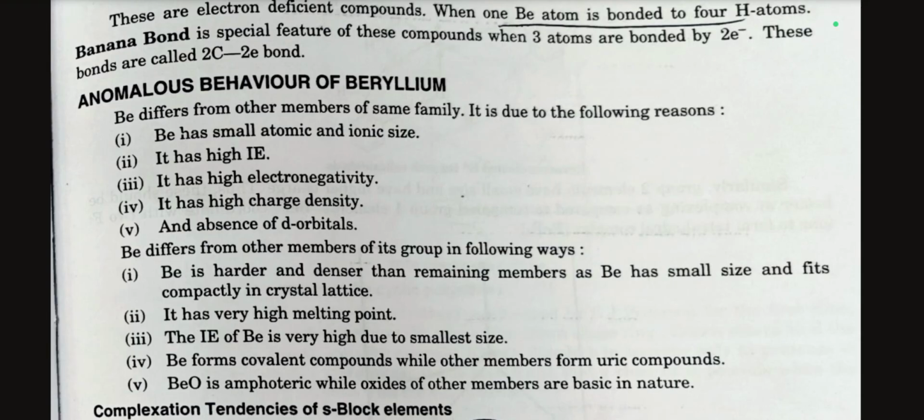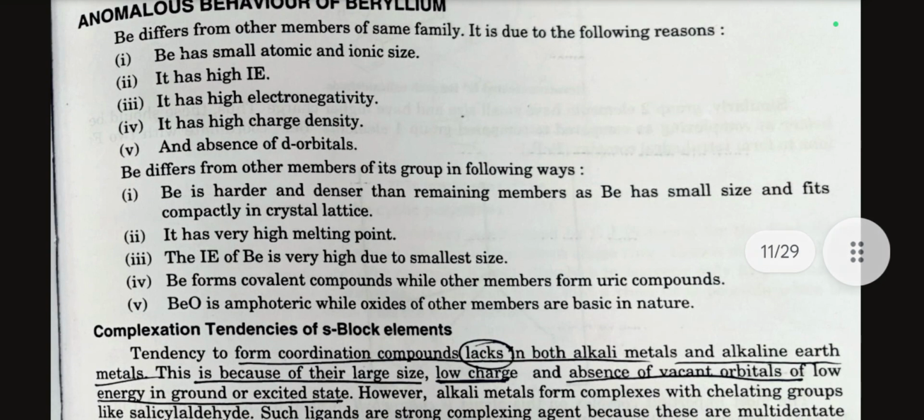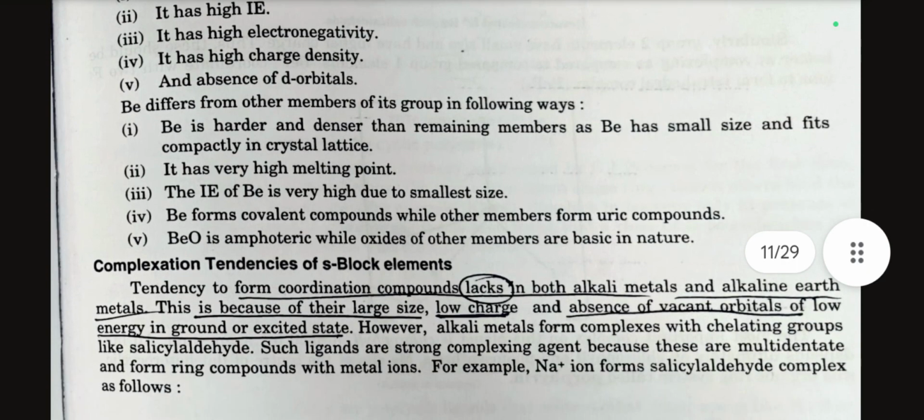Beryllium differs from other members of its group in the following ways. Beryllium is harder and denser than the remaining members, as beryllium has small size and fits compactly in the crystal lattice. It has a very high melting point. The ionization energy of beryllium is very high due to its smallest size. Beryllium forms covalent compounds while other members form ionic compounds. Beryllium oxide is amphoteric while oxides of other members are basic in nature.